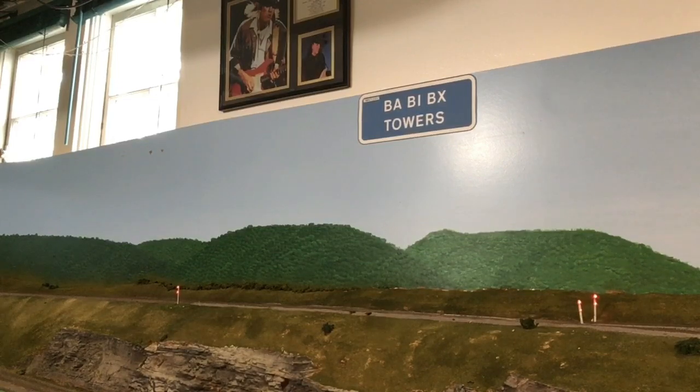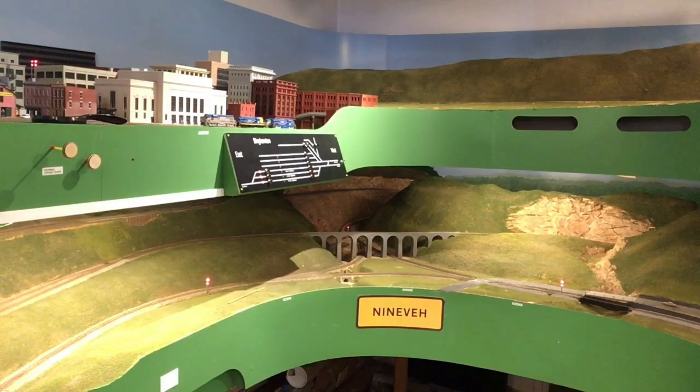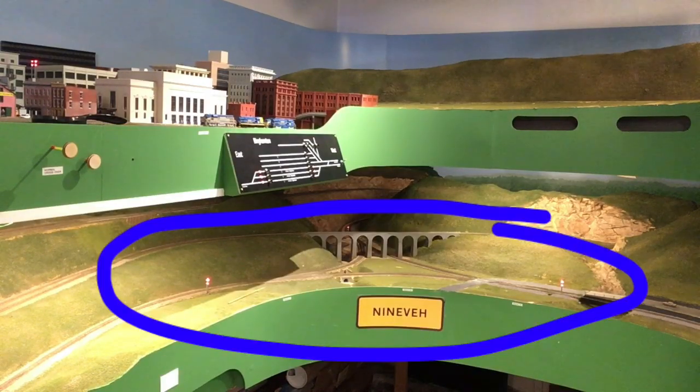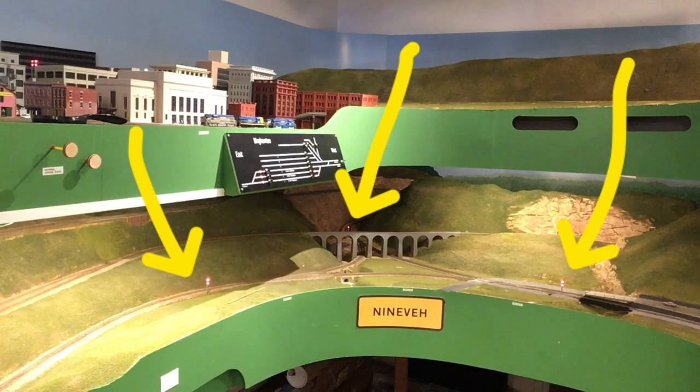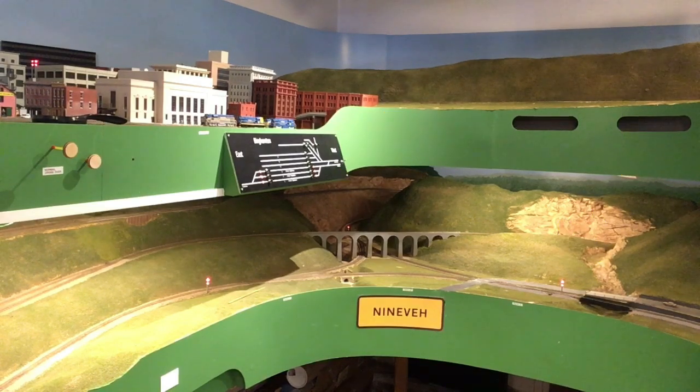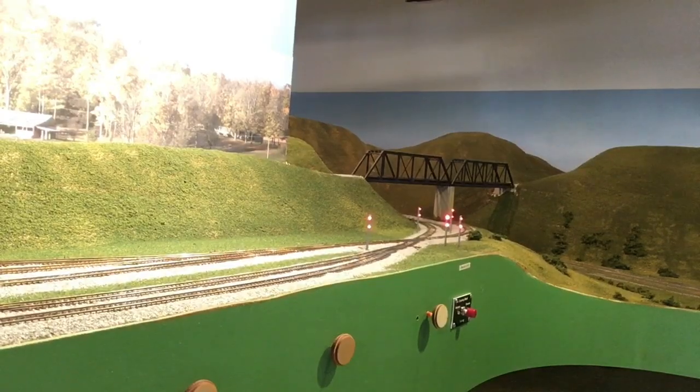This is Nineveh. It is probably the largest junction on the railroad. It is a Y and critical to the operation of the system. The lights are all set at the entrances to the Y. You stop before entering the Y. I call this area the Christmas tree because there's just lights everywhere.